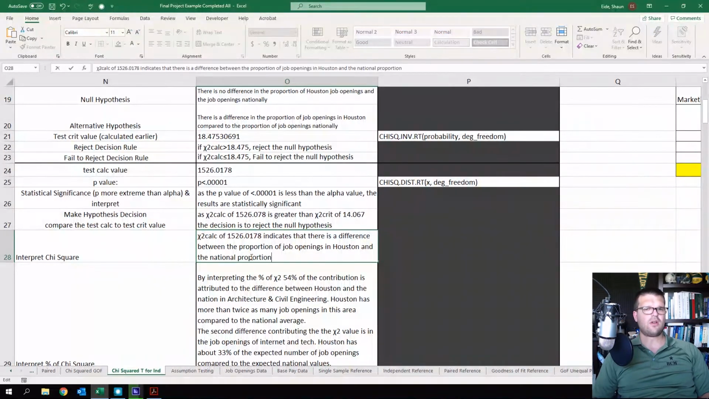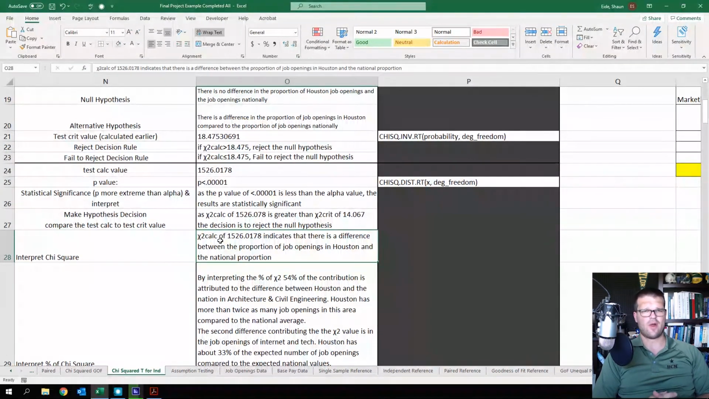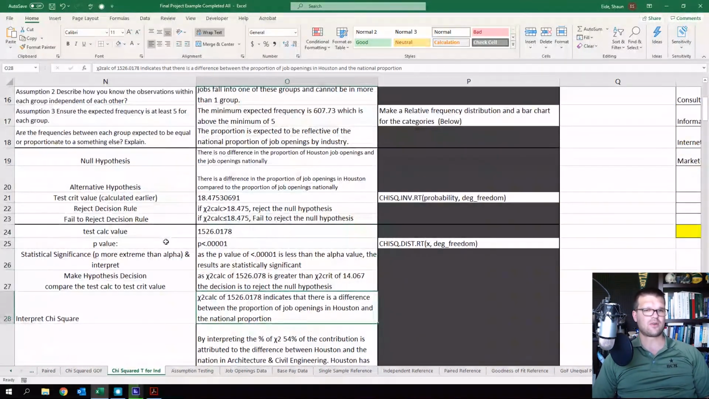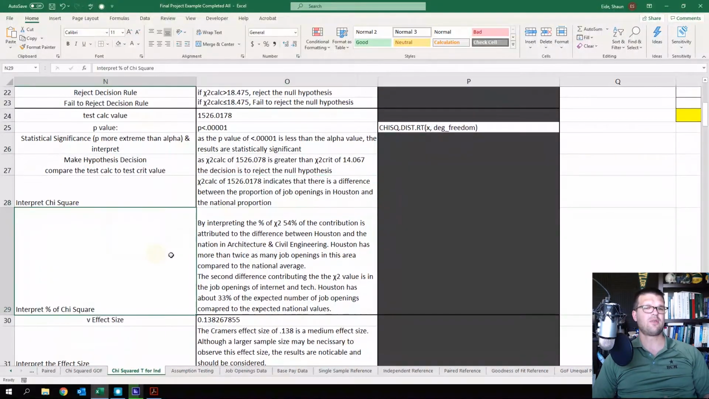That's all that it does. Chi-squared calc, the only thing that it does is tell you there is a difference somewhere. It doesn't tell you where the difference is, it just tells you that there is a difference, which once again is a reason why chi-squared in and of itself, when running it like this, is kind of useless, because it's just like, there is a difference. Great, I'm so glad that you told me that there's a difference. Can you tell me more about that difference though? And that's where chi-squared, the percent, interpret the percent of chi-squared for each individual category.